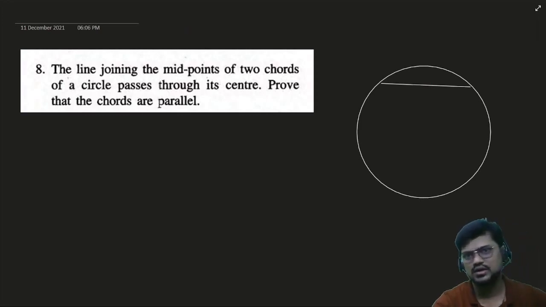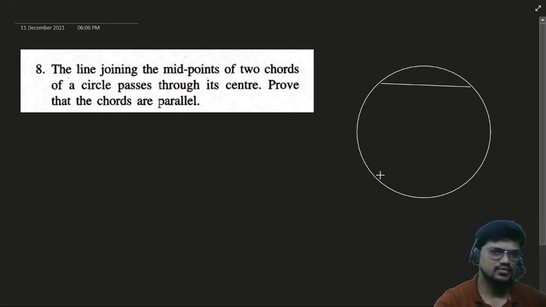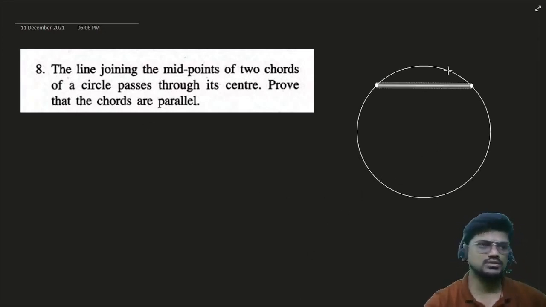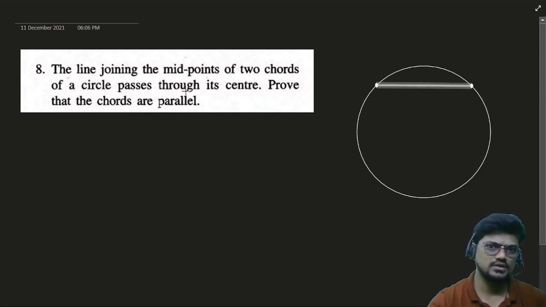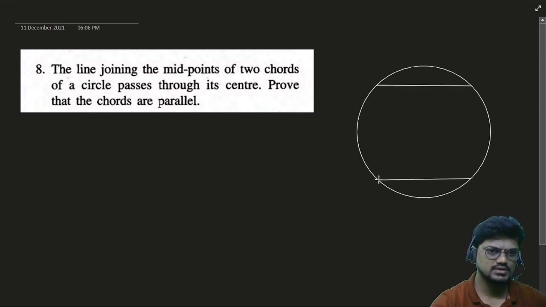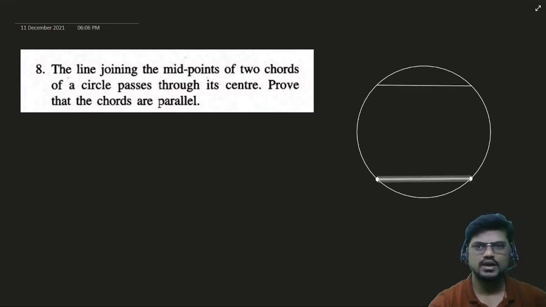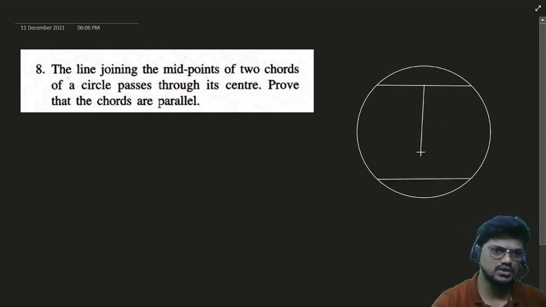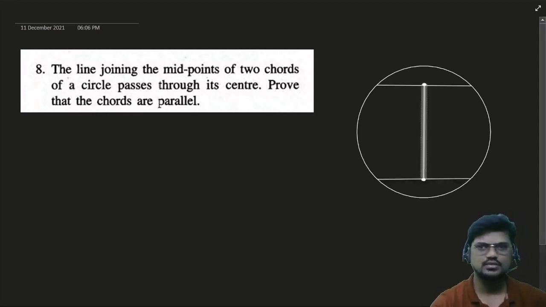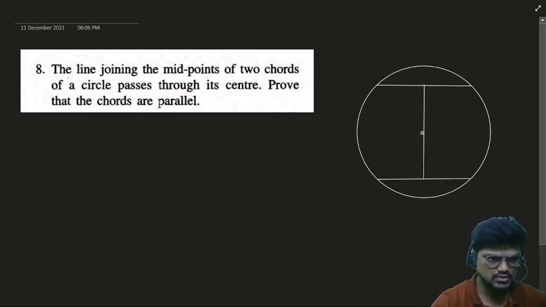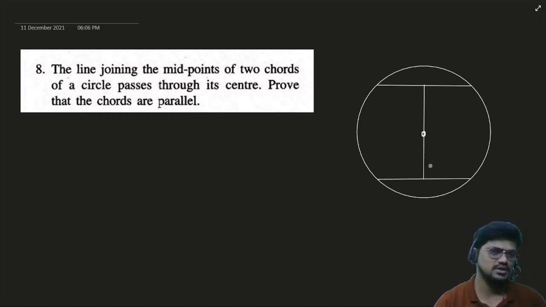So I cannot draw the chord like this. I will have to draw the chord parallel to the first one, and then we have to prove it. It was given that the midpoint of the other chord is also in line with the center. If this is the other chord and I draw the line through the midpoints of the two chords, it will also pass through the center. Whenever they ask you to prove that the chords are parallel, draw them parallel, then prove that the two chords are parallel.